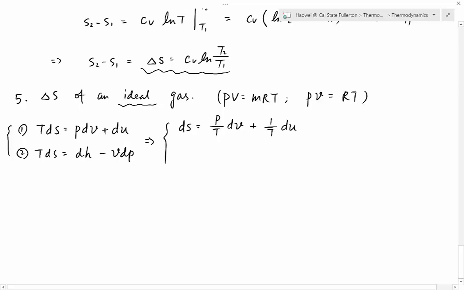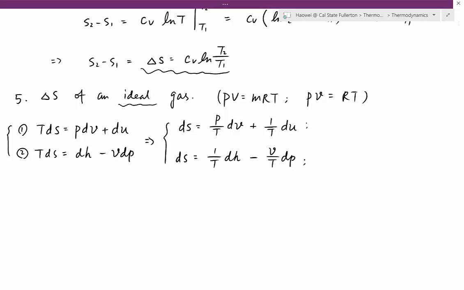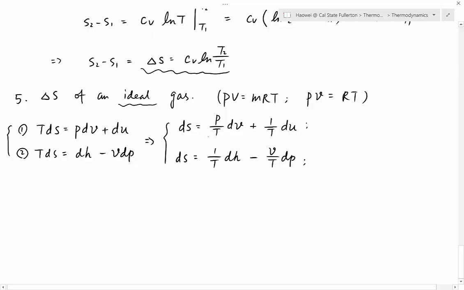We do the same thing for Gibbs equation number 2. ds equal to 1 over T dh minus nu over T dP. What we did in this step is to divide every term by temperature. Okay, so now what we're going to do is to rewrite this equation. P over T can be rewritten to what? P over T. If you look at the ideal gas equation here, P over T can be rewritten to R over nu.